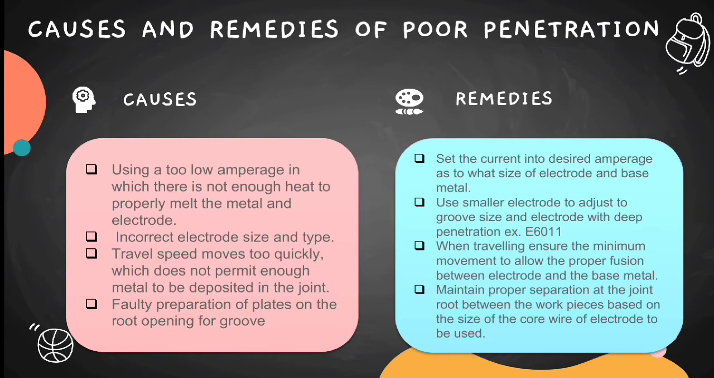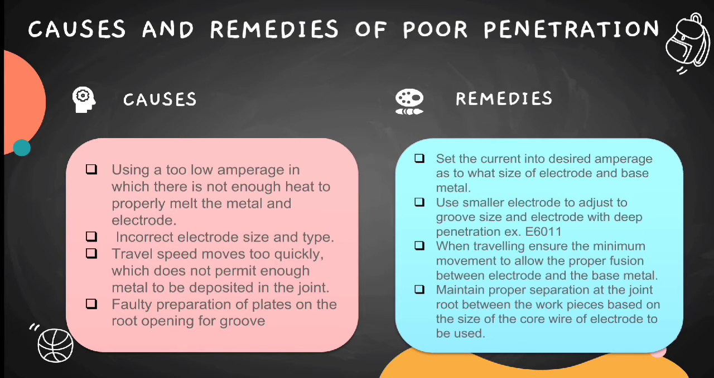Number 1, using too low amperage, in which there is not enough heat to properly melt the metal and electrode. Number 2, incorrect electrode size and type. Number 3, travel speed moves too quickly, which does not permit enough metal to be deposited in the joint. Number 4, faulty preparation of plate on the root opening for the grooves.